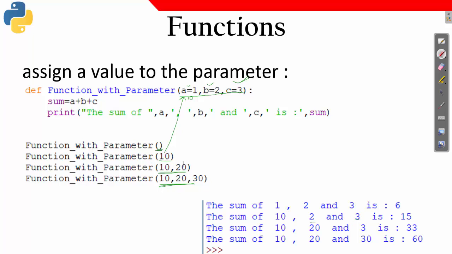If two parameters are passed, A value 10 is taken, B value will be taken as 20, and for the third parameter by default it will take C equal to 3. So the output becomes 33. And when all the three parameters are passed, the third value also it will take to be 30, and we get the result as 60, okay.